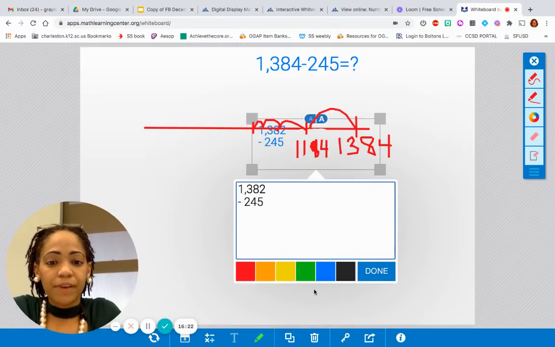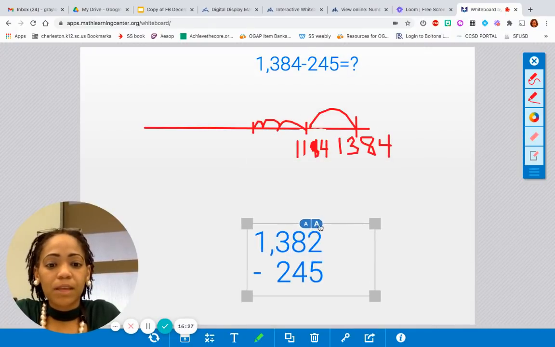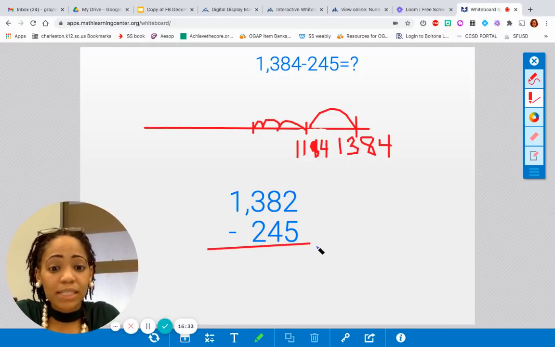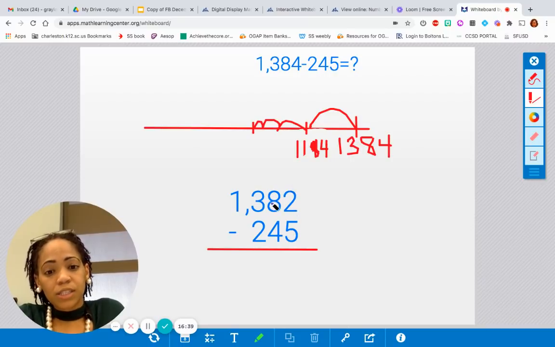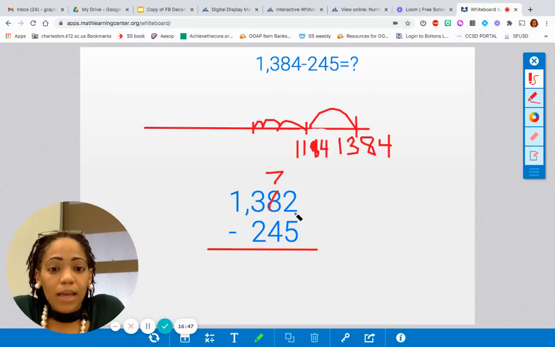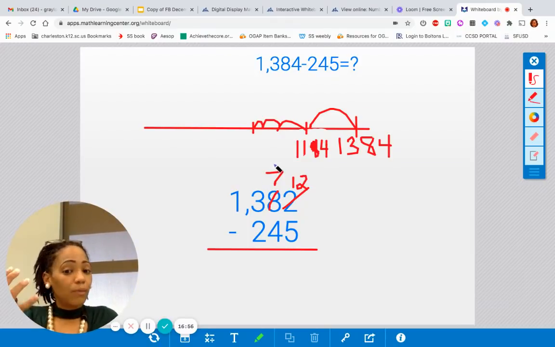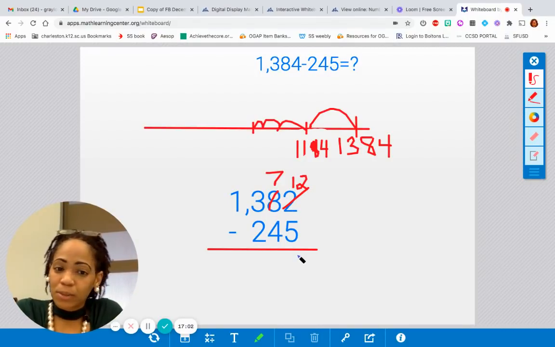Minus 245. Right, we always start in the ones place. So if I try to take 5 away from 1, I can't do it. So think about me trying to take $5 away from this amount. Well, I know I have a $10 bill, so I can take one of those and give myself 10 ones. Or if I'm taking away dimes, like we were talking about before, I can take 1 ten away from here, split it up so that I have 10 plus the 2 that I already have. Now I can do my subtraction.